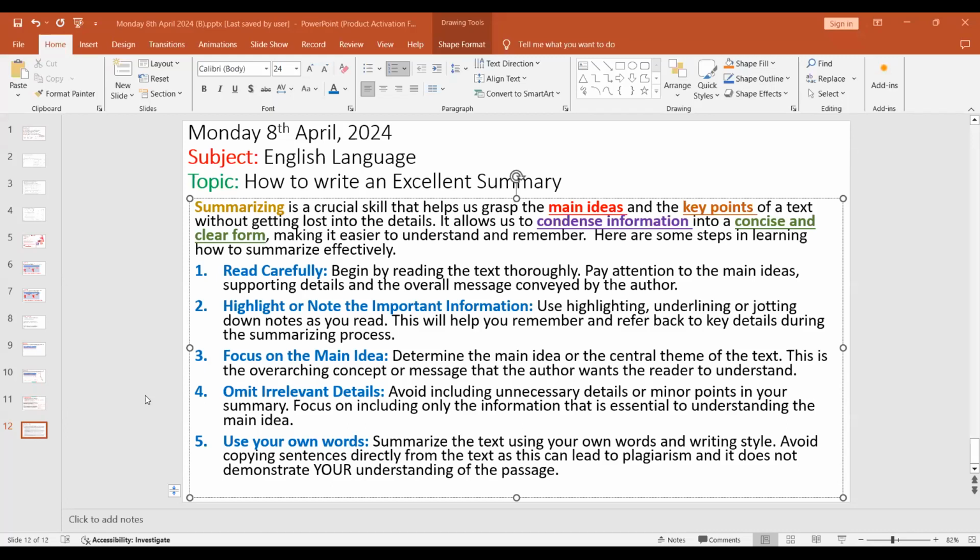Mark, where's Mark? Yes, sir. Give me one step in summarizing properly. Read carefully. Very good. Kingston, give me another step.